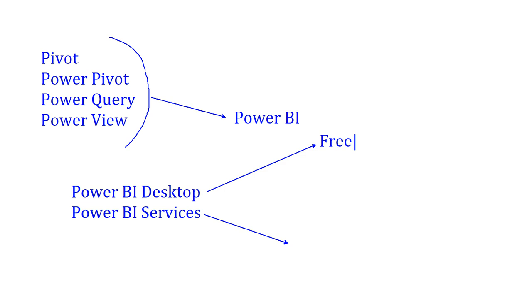There are two types of publishing. One is publishing within yourself, another is publishing and sharing with others, which is not possible if you are using the free version of Power BI. For that, you need Power BI Services, where the licensing part comes in. There are two types of licensing: professional licensing and premium licensing. We'll talk about that later.